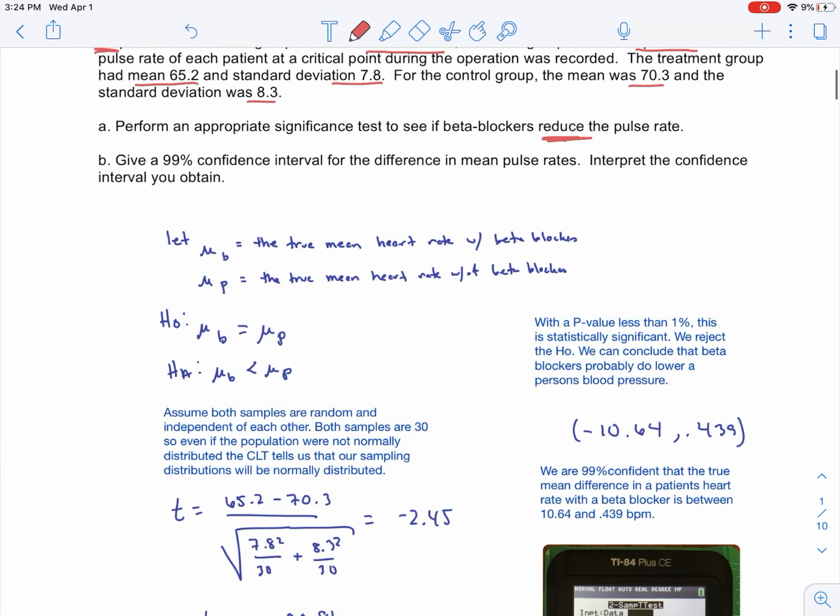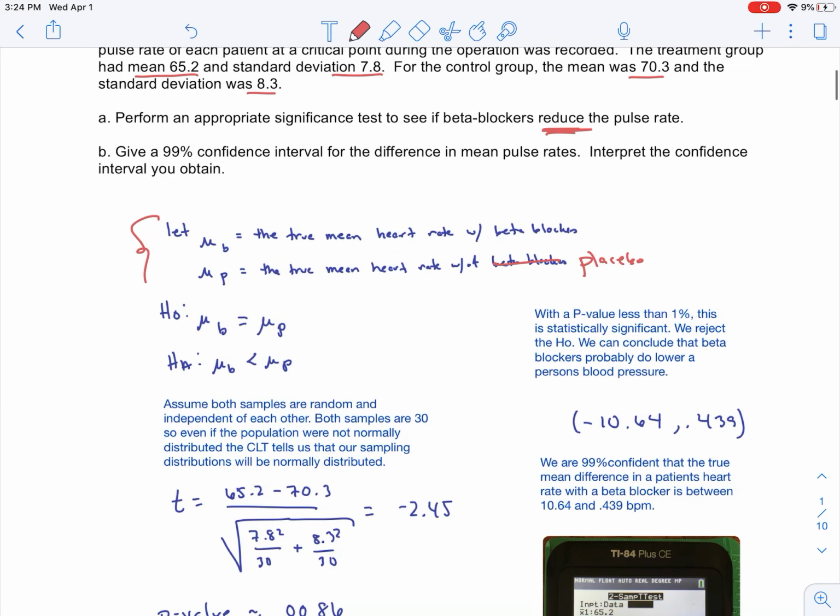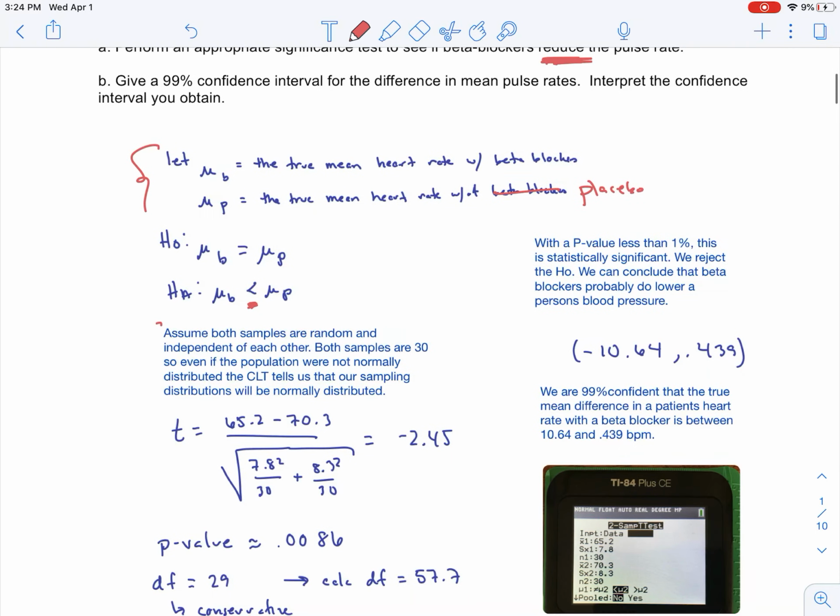I would need to define the variables that I'm dealing with. In this case, I used mu of B for beta blockers and mu of P for placebo. It says the beta blockers reduce. That's why this hypothesis is less than. The null hypothesis is that they are the same, and the alternative is that it's less than, that it's reduced the pulse rate. My assumptions: I would need to assume that both samples are random and independent of each other.